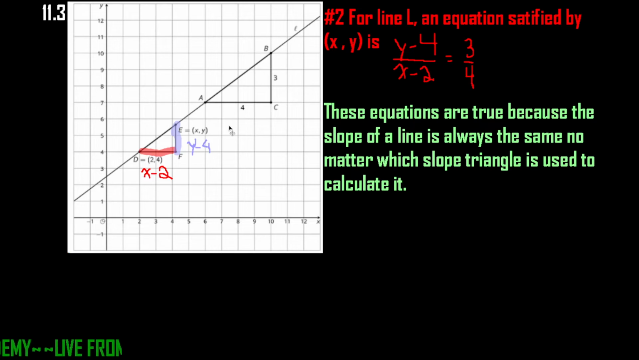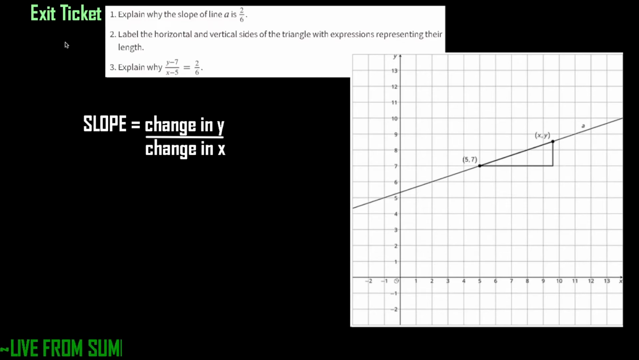So be sure to pause the video and record what you need, ask questions as they come up, and make sure this page gets into your binder. For the exit ticket, it looks something like this. For number 1, explain why the slope of line A is 2 over 6. For number 2, label the horizontal and vertical sides of a triangle with expressions representing their length. And then for number 3, explain why y minus 7 over x minus 5 is equal to 2 over 6. So kind of just like that last problem we did.